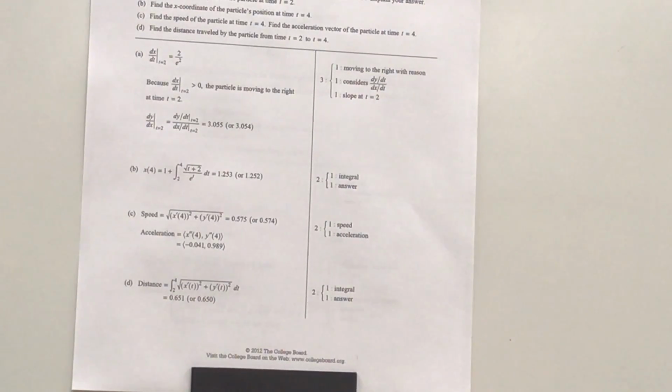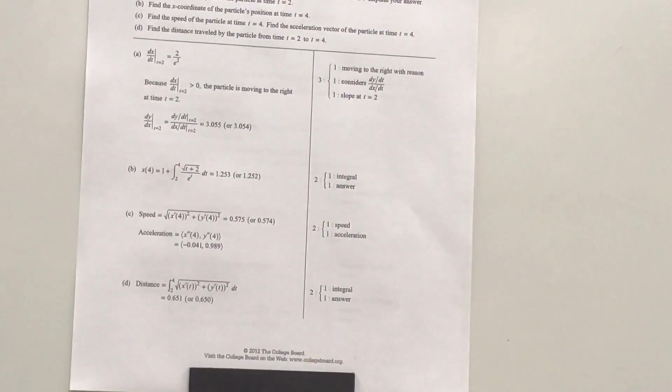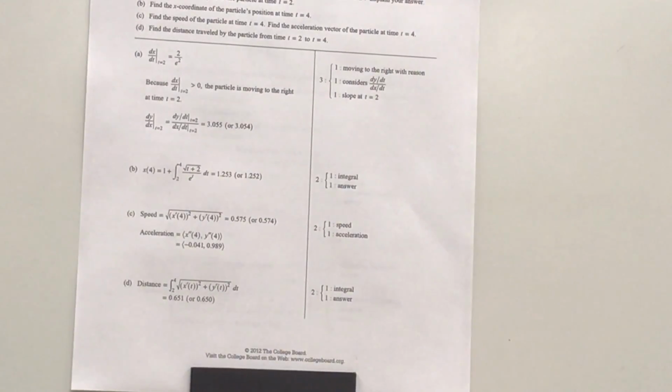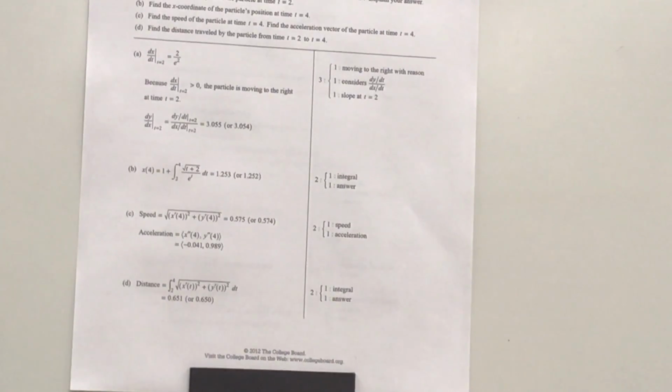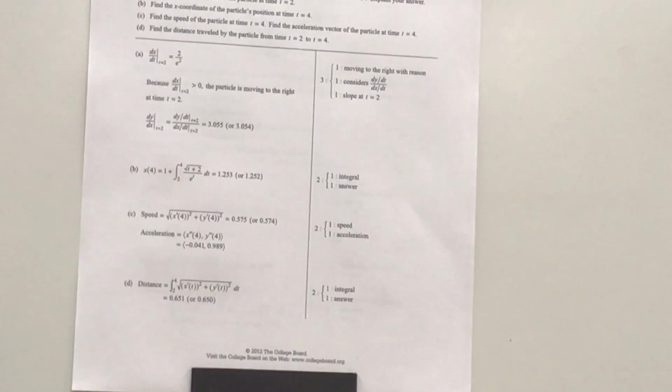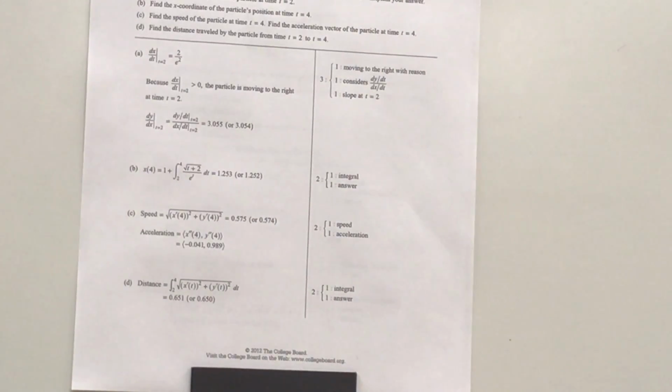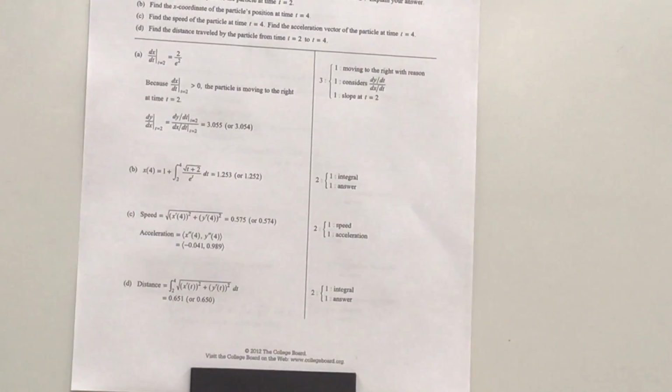You are given dx/dt and dy/dt. You're given the position when t equals 2. And then part A says, is the horizontal movement of the particle to the left or to the right when t equals 2? Well, horizontal movement, so we're talking about the x direction. So we need to look at dx/dt. dx/dt is a positive number here. I don't know exactly what positive number that is because I don't have my calculator out, but that is certainly a positive number. And since dx/dt is positive, we know the particle is moving in the positive x direction. We say it would be moving to the right.